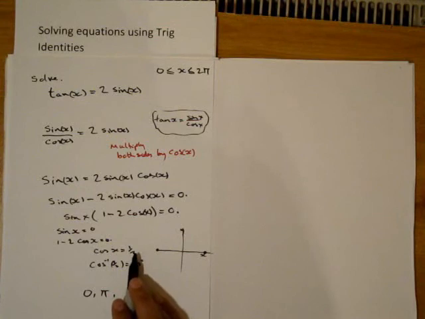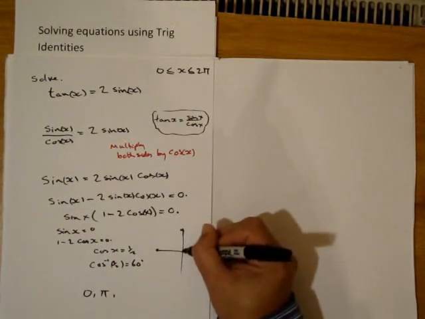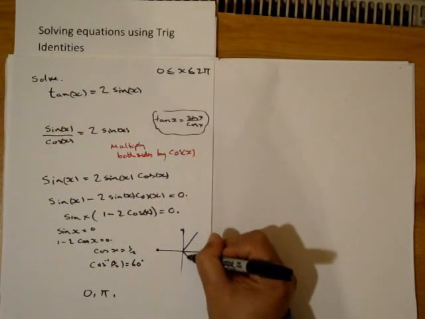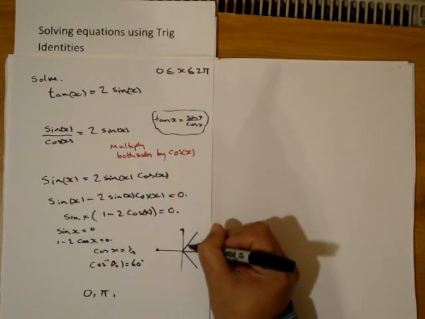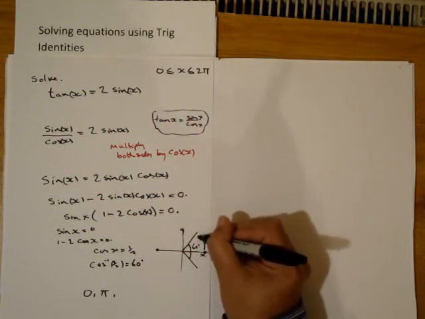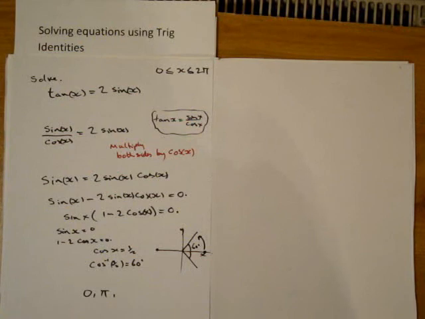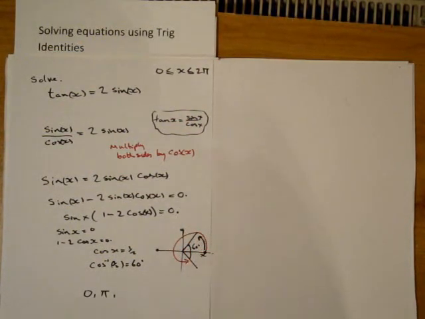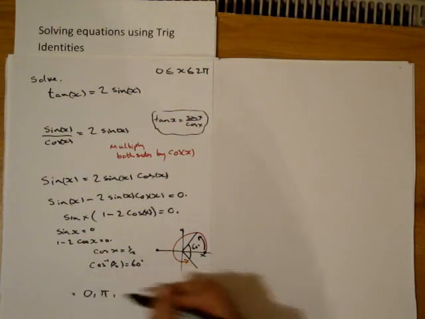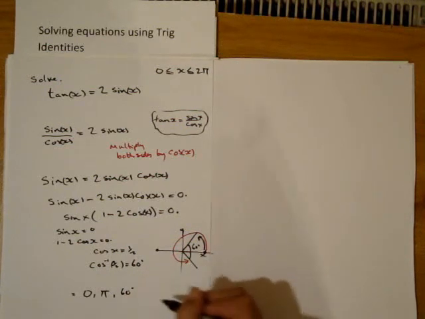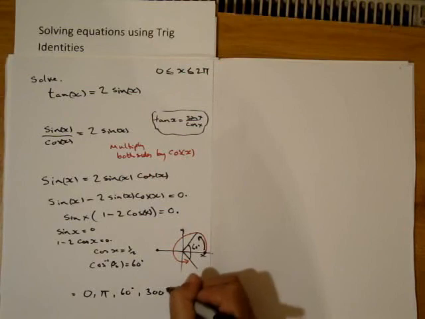What about when cos x equals a half? Well, it's positive, so it's going to be either in quadrant 1 or quadrant 4. And this angle equals this angle, which is 60 degrees. And we're interested in this as the solution, or going all the way around from 0 to here. So our solutions are 0, pi, 60 degrees, and then 360 minus 60 degrees, which is 300 degrees.